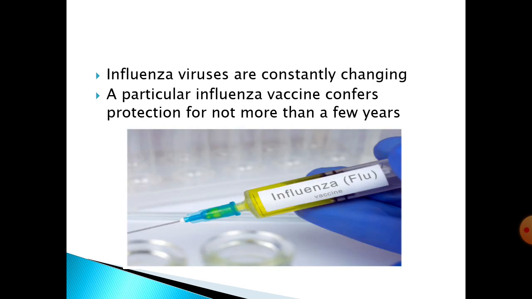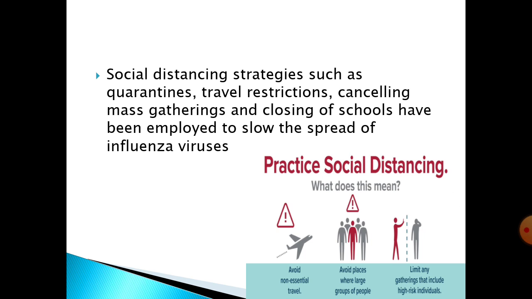Influenza viruses are constantly changing. So, a particular influenza vaccine confers protection for not more than a few years. Social distancing strategies such as quarantines, travel restrictions, cancelling mass gatherings, and closing of schools have been employed to slow the spread of influenza viruses.